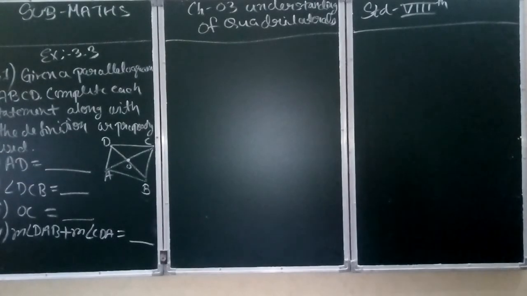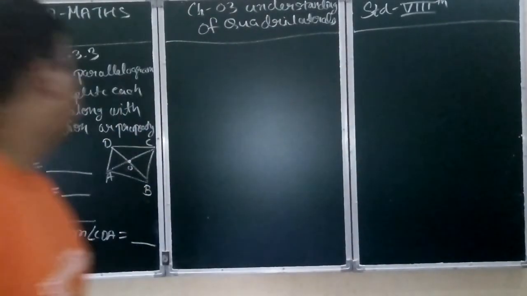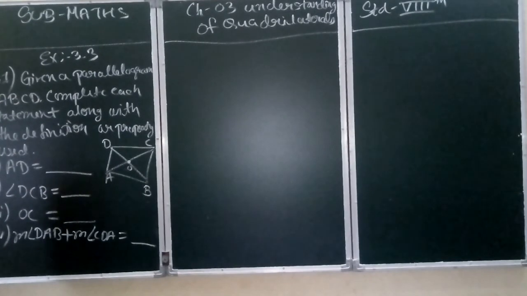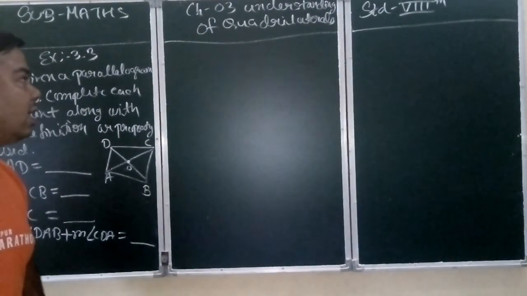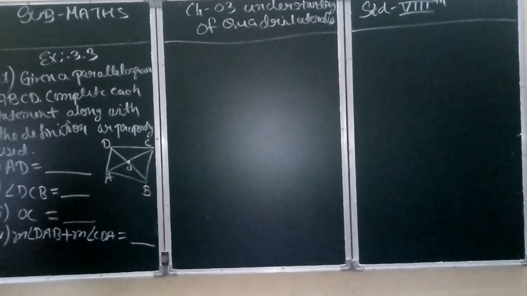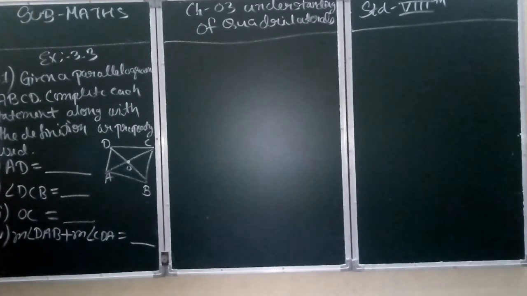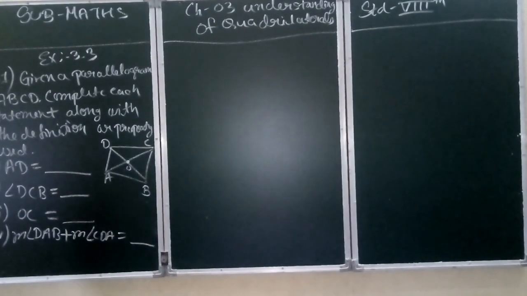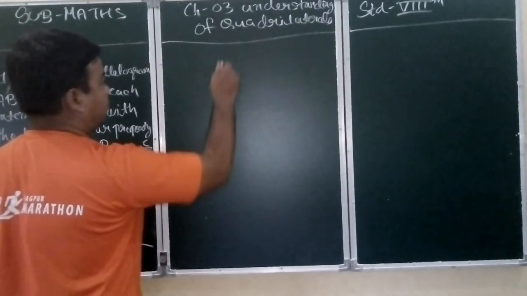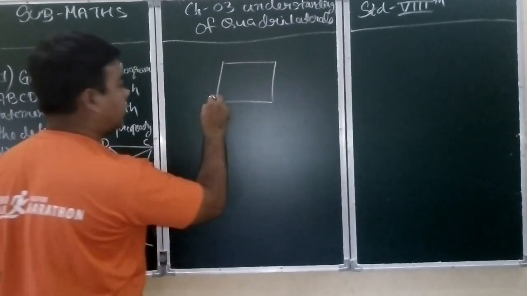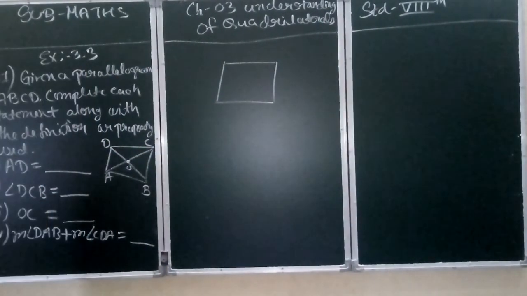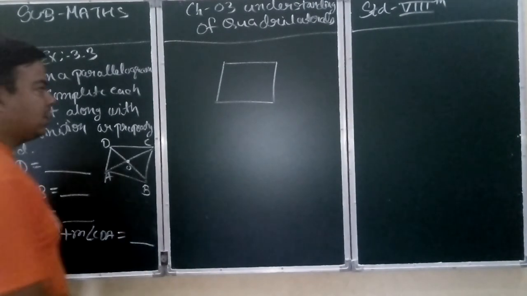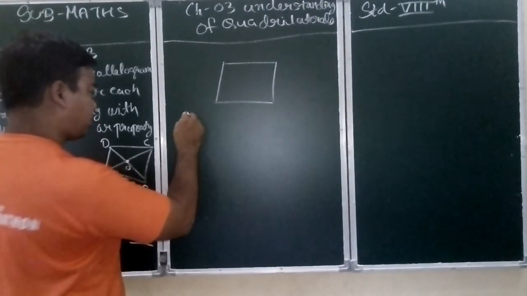Good morning, class. So this is exercise 3.3. We start for the 8th standard, understanding of quadrilaterals. Before we start this exercise, let us recall the properties of a parallelogram. This is the parallelogram.